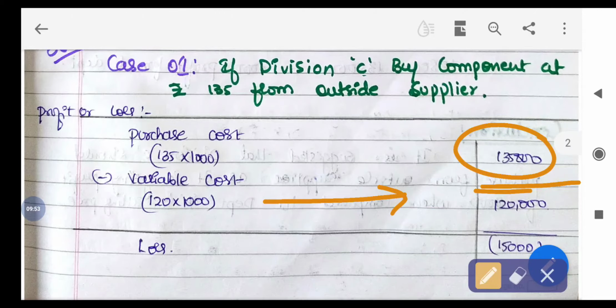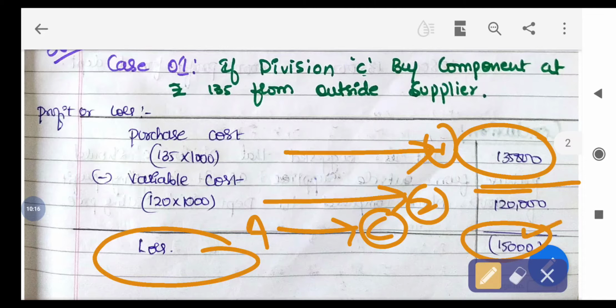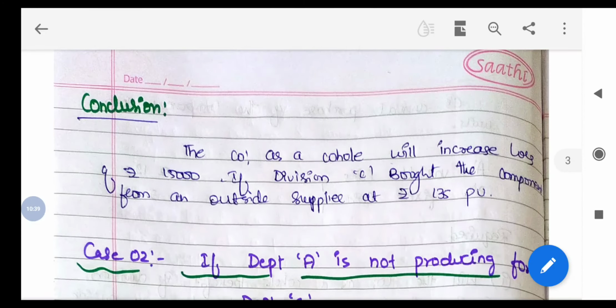But division C is getting it at 1,35,000. So if we compare both of these, the company as a whole will face a 15,000 loss. Why? Because if division A agrees to supply division C, they will get the goods at 1,20,000. But as division A is not agreeing to supply the goods at 120, they want 150 only. They have gone to the outside supplier where they are getting it at 1,35,000. So the conclusion is the company as a whole will incur a loss of rupees 15,000 if division C buys the component from an outside supplier at rupees 135.